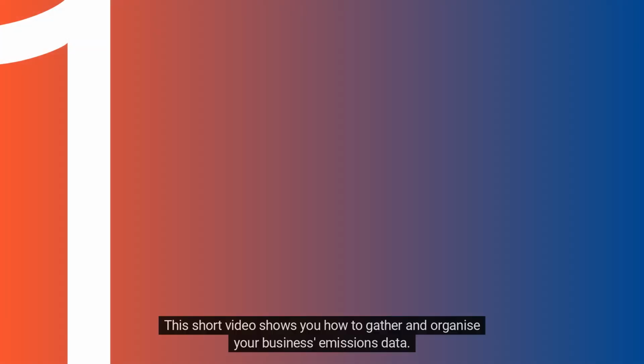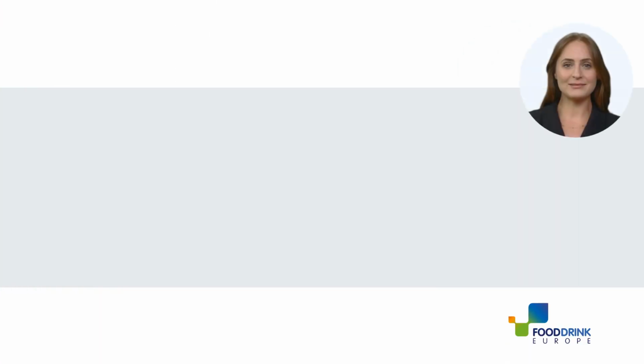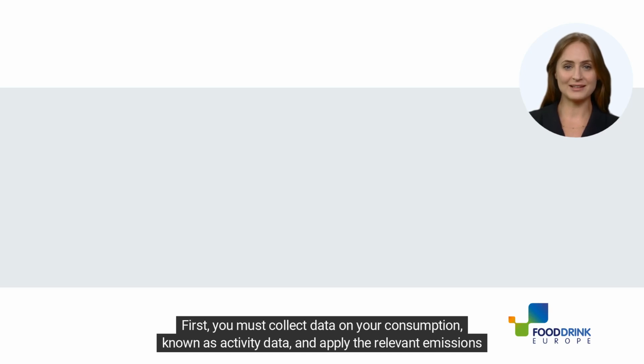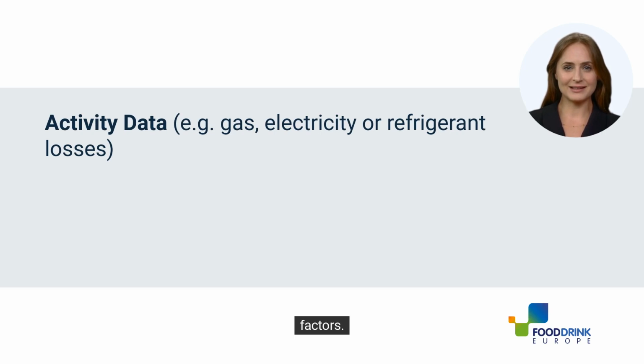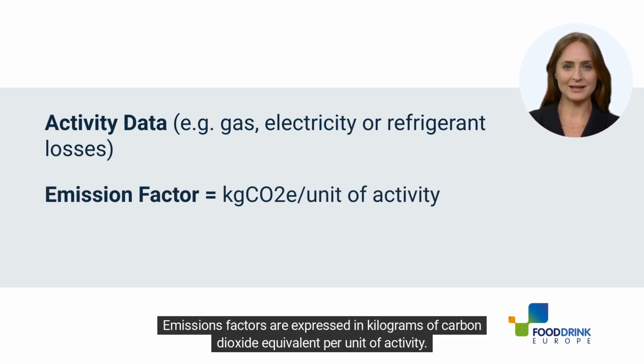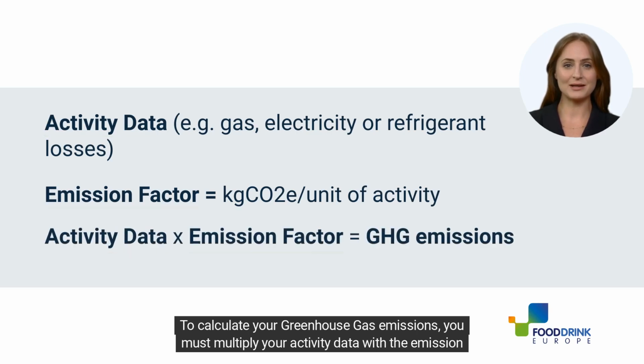This short video shows you how to gather and organize your business's emissions data. First, you must collect data on your consumption, known as activity data, and apply the relevant emissions factors. Emissions factors are expressed in kilograms of carbon dioxide equivalent per unit of activity. To calculate your greenhouse gas emissions, you must multiply your activity data with the emission factor.